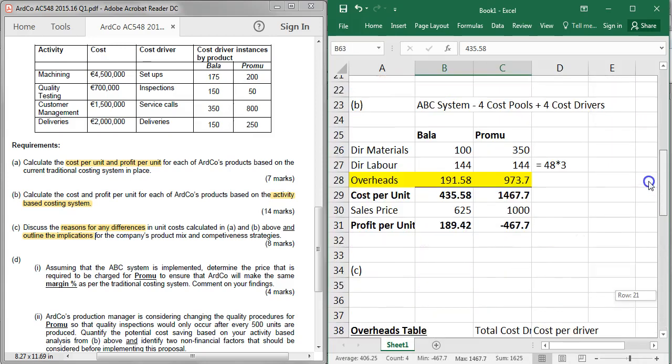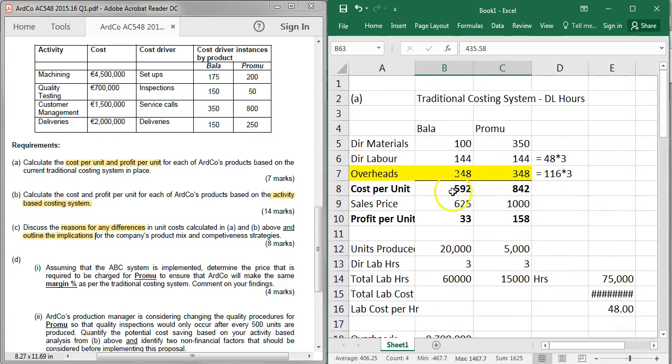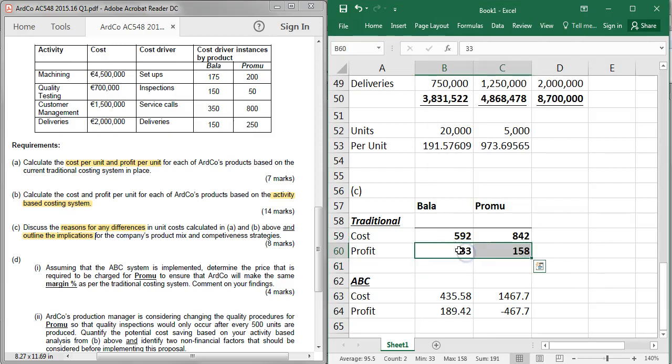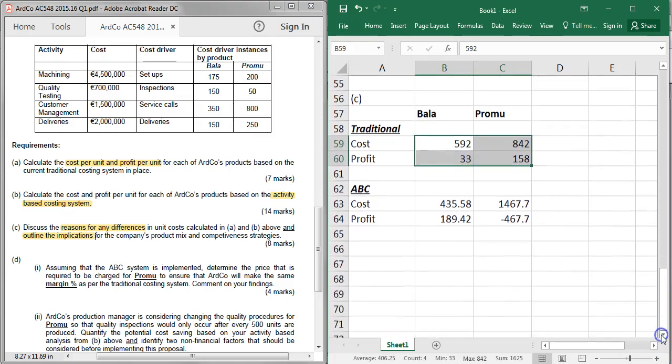And we'll do the same for the traditional. The traditional is slightly different. Your profit of 33 and 158. So I just do a little table at the start of a question like that, just to have all the information in front of you so you're comparing and contrasting the right ones.